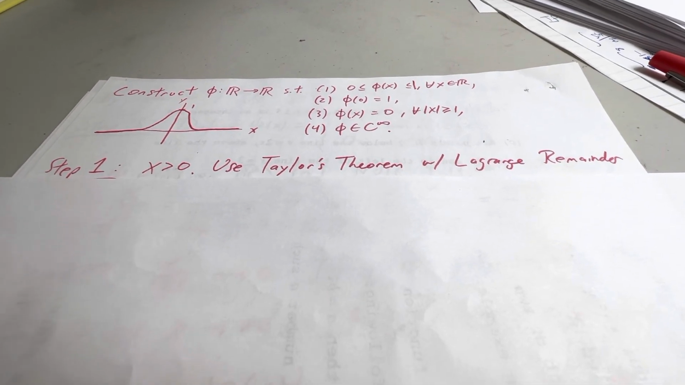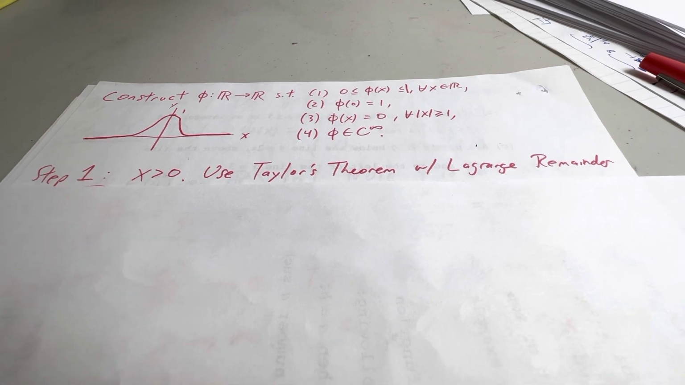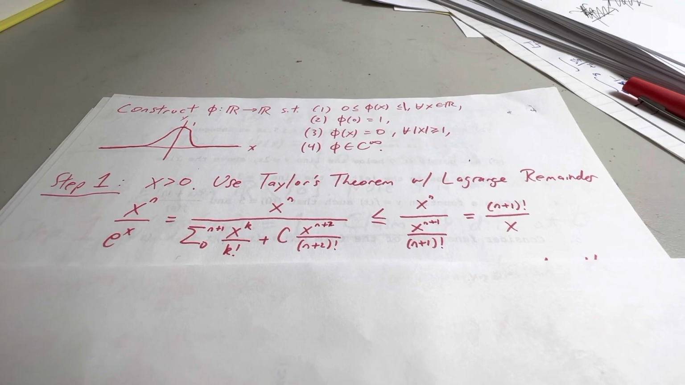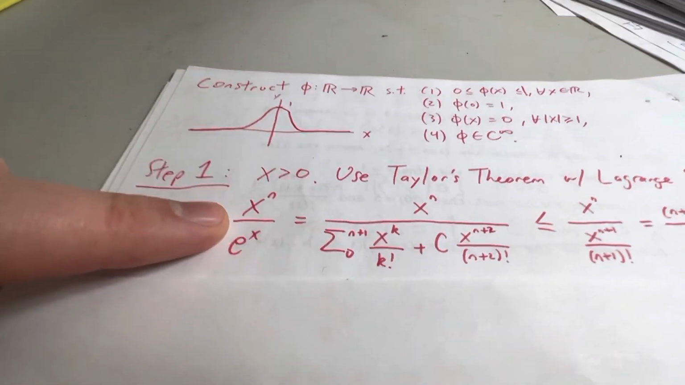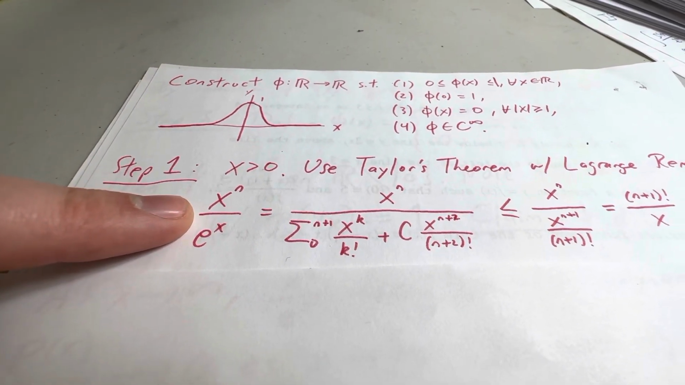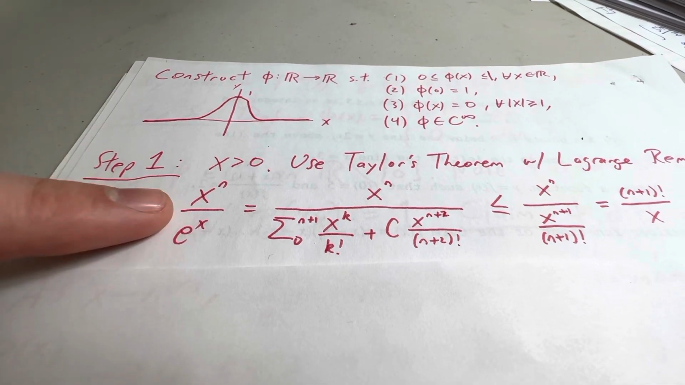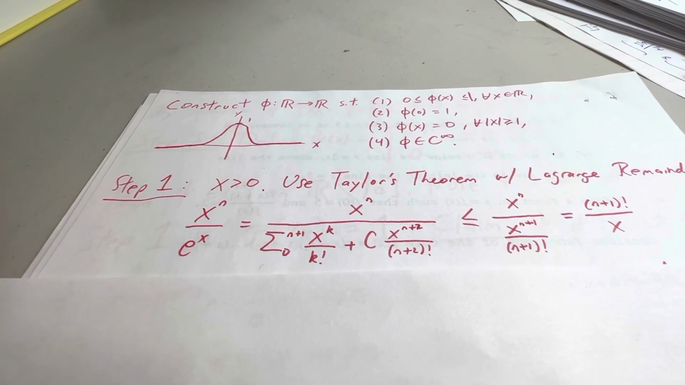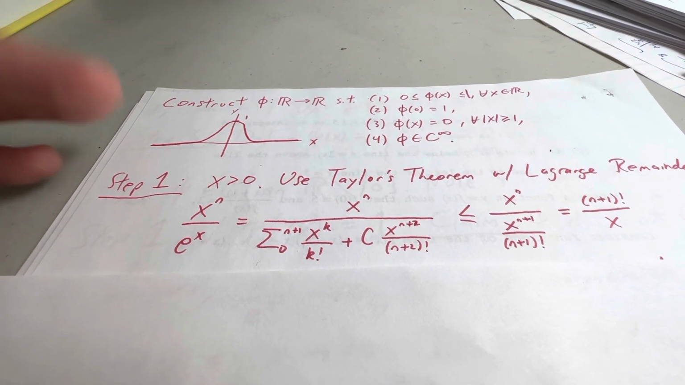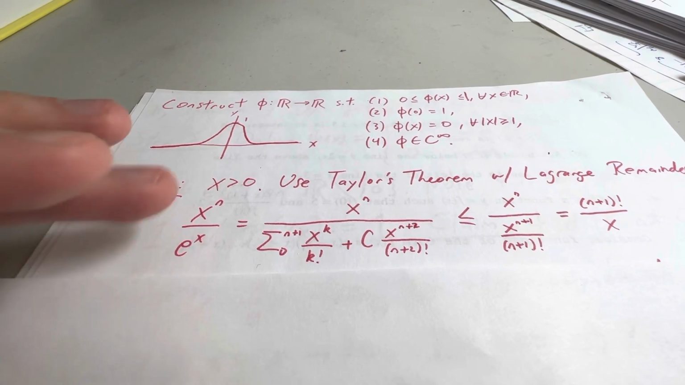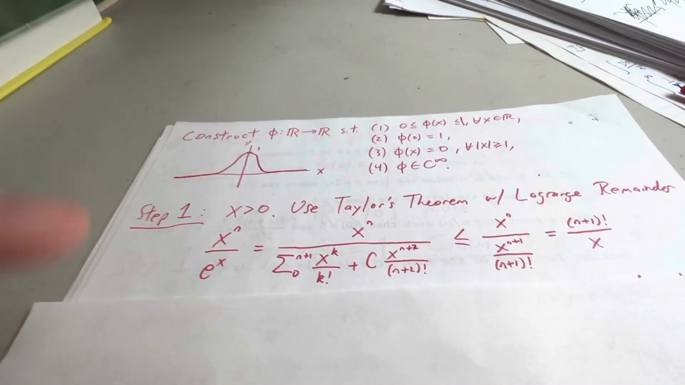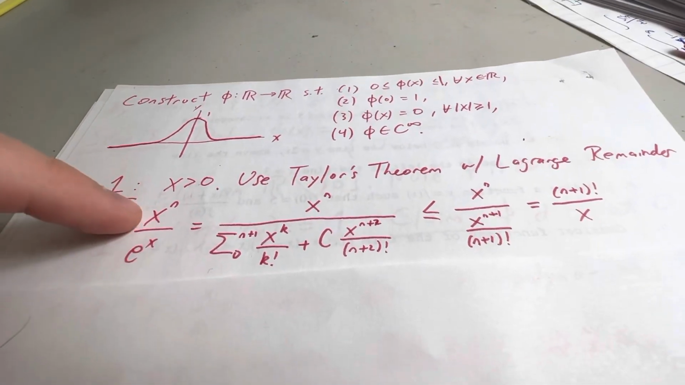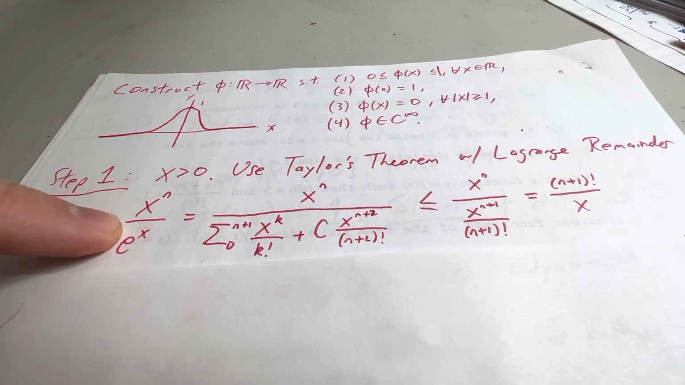We consider x positive, and we're going to apply Taylor's theorem and the Lagrange remainder to make the following inequality. We start with x to the n over e to the x. Why we are considering this will become apparent later on down the road. Again, analysts like to pretend they know what they're doing for a long time until they get to the end, but just remember they looked at where they wanted to go and then backtracked to figure out how to get there. So we have x to the n over e to the x.